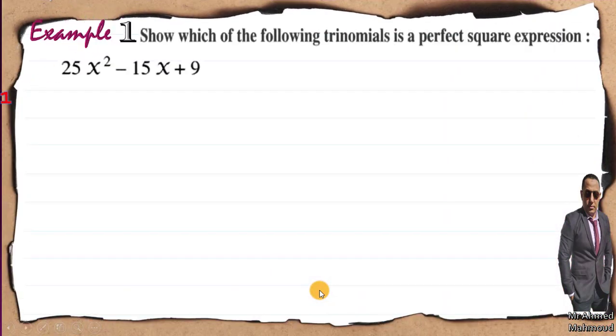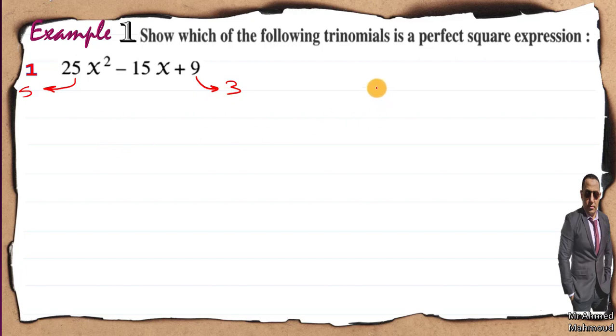Now, in this example, show which of the following trinomials is a perfect square or not. Okay, number one. In number one here, first I'm going to look to the first and the third. First, 25x power of 2 is a square. Its square root is 5, or 5x. And 9 is a square. Its square root is 3.